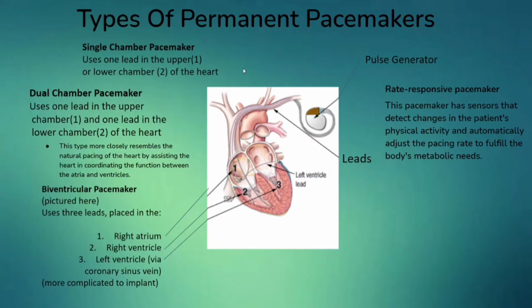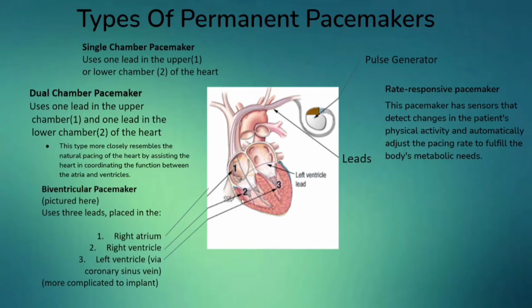And there are four types of permanent pacemaker. One of them is the single chamber pacemaker, which uses one lead in the upper or lower chamber of the heart. The other one is the dual chamber pacemaker, which uses one lead in the upper chamber and one lead in the lower chamber of the heart.